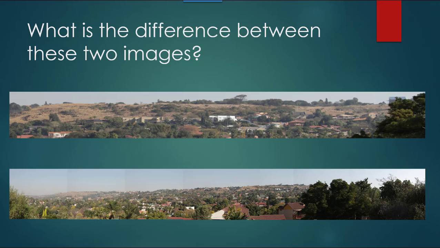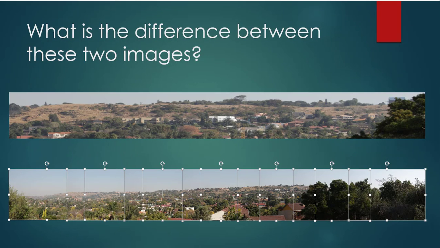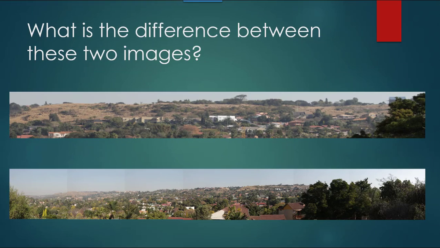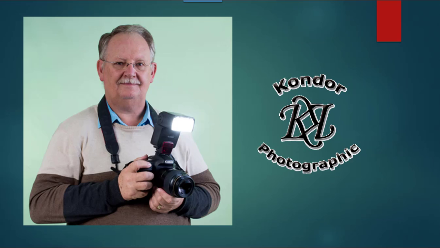Well, the big difference is that the top one is one photograph and the bottom one is a composite of about 7 photographs. Hi, my name is Marcus Leibrand and I am the owner of Kondor Photographic.